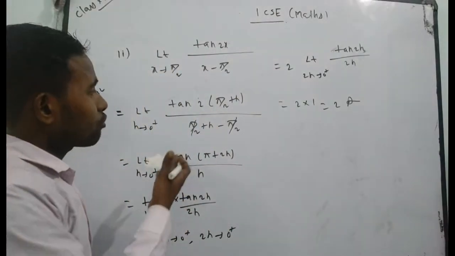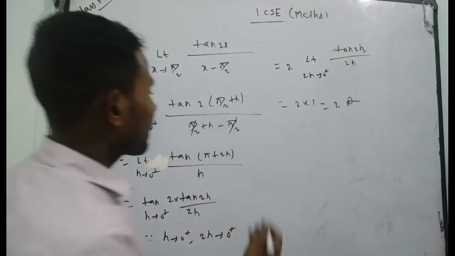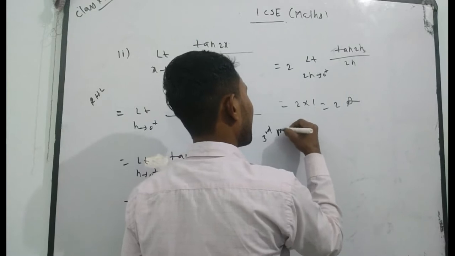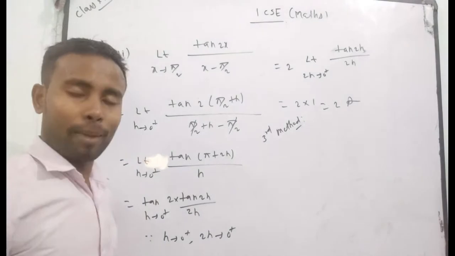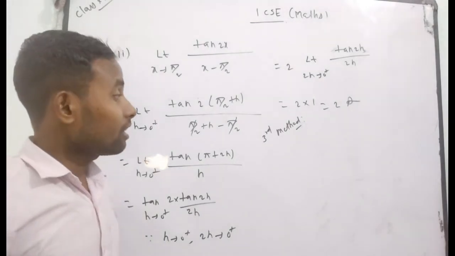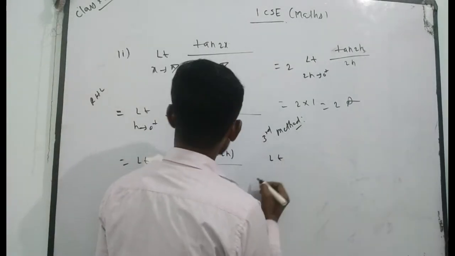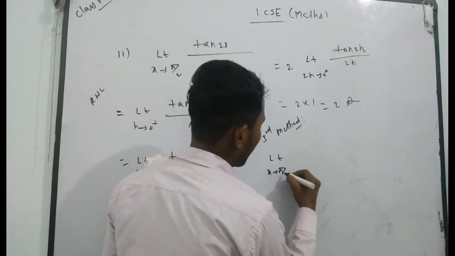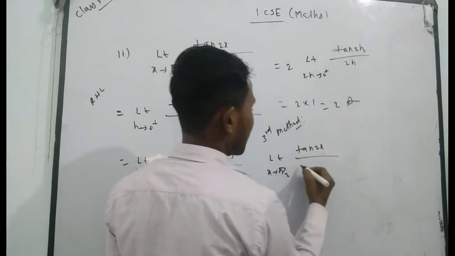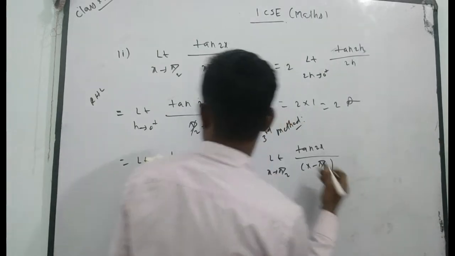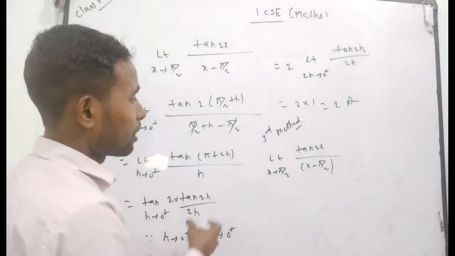Similarly, you can solve this problem by the LHL method, but I want to leave it. I want to solve this problem by the third method directly. How can you consider the third method? See here, the limit as x tends to pi by 2 of tan 2x divided by x minus pi by 2. The second method is very easy: simply pi by 2 plus h is replaced by pi by 2 minus h. That is nothing, so I want to leave it.